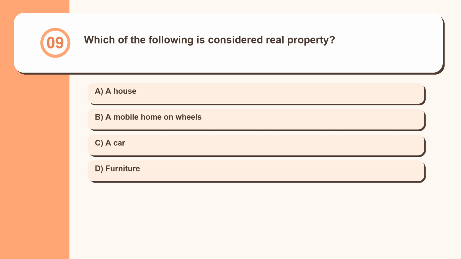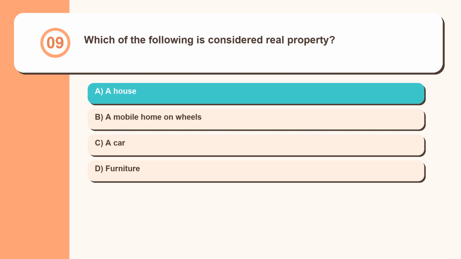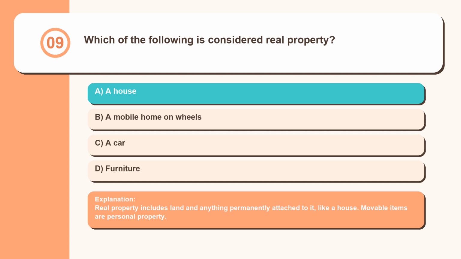Question 9. Which of the following is considered real property? A house, a mobile home on wheels, a car, furniture. Real property includes land and anything permanently attached to it, like a house. Movable items are personal property.